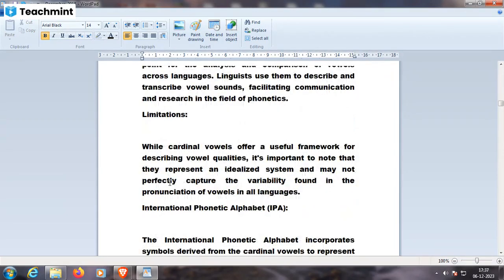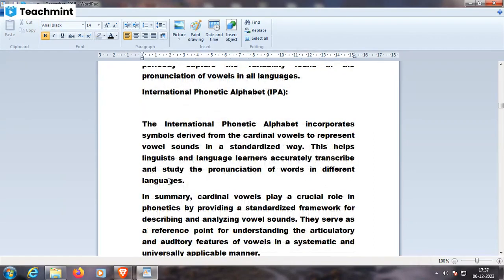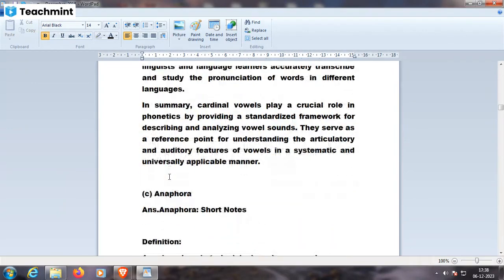Then comes the International Phonetic Alphabet. Actually, students of phonetics should be aware of this. In the previous note, I've given you a chart of the phonetic alphabet. If you have the desire, you can go into it and see it. The International Phonetic Alphabet incorporates symbols derived from the cardinal vowels to represent vowel sounds in a standardized way. So, in summary, cardinal vowels play a crucial role in phonetics by providing a standardized framework for describing and analyzing vowel sounds.